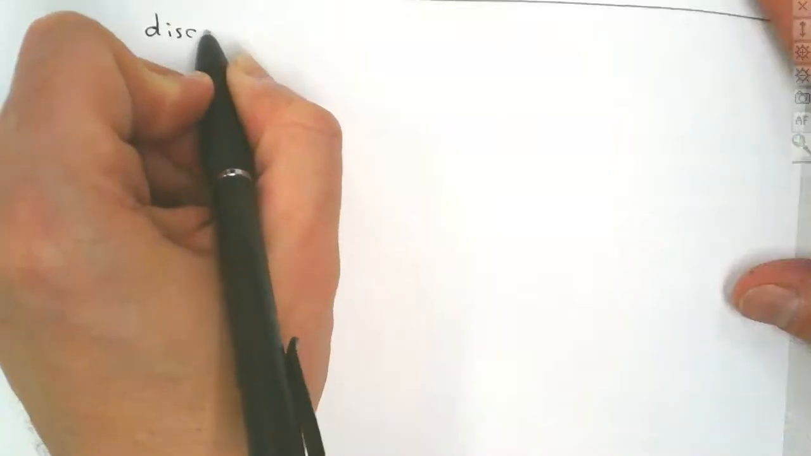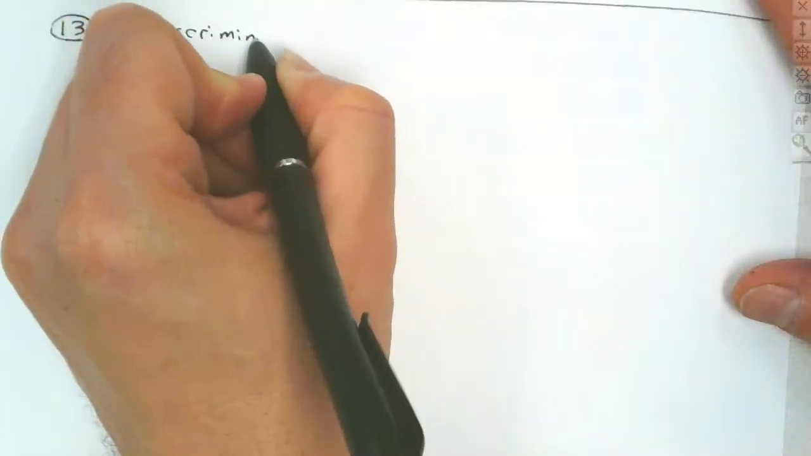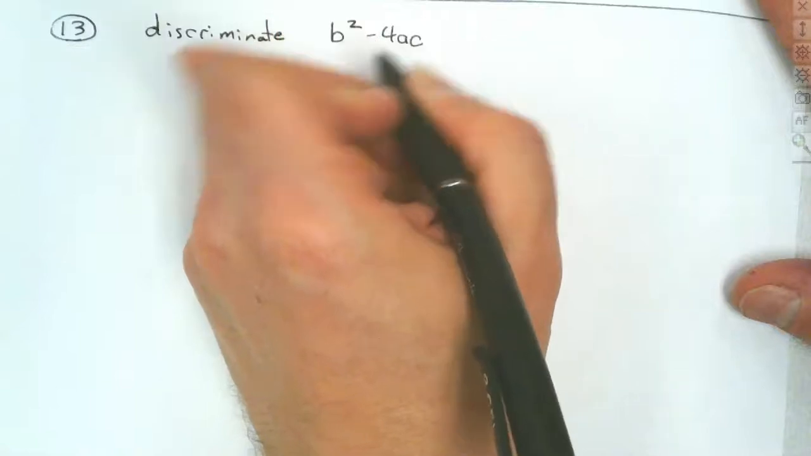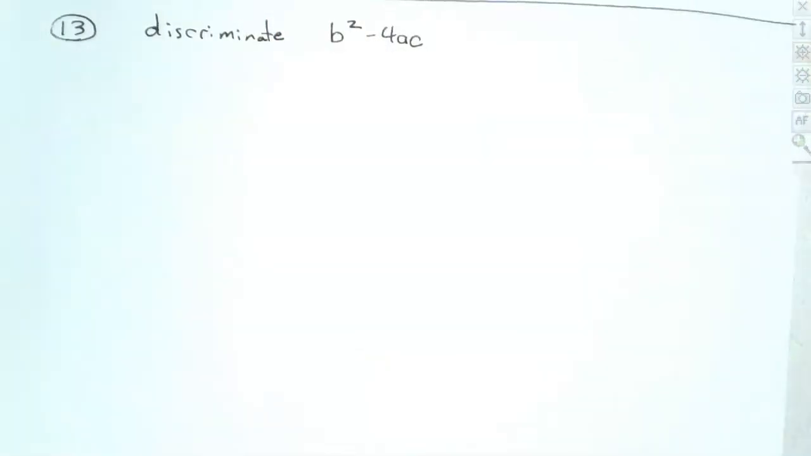So we need to use that table, and we need to remember what our discriminant is. Well, our discriminant is everything that's underneath the root, so that is b squared minus 4ac. So that is your discriminant.